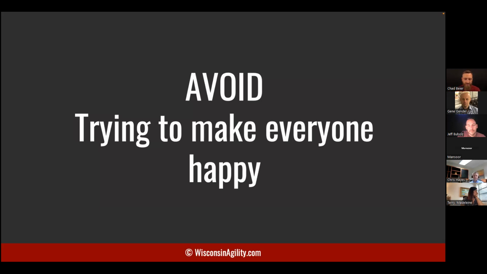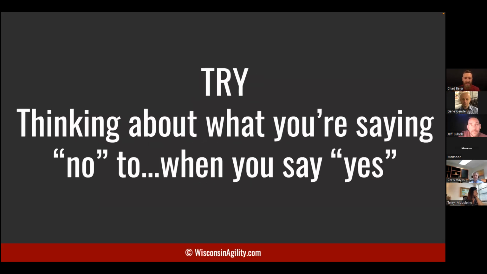So instead, try thinking about what you're saying no to when you say yes. So trade-offs, right? Anytime some request comes in, don't feel like you have to say yes or maybe. Have a direct, confident conversation with your stakeholder or whoever the requester is, and then talk about the trade-offs. Talk about what is going to change on the current state of the ordered product backlog in comparison to this new request.